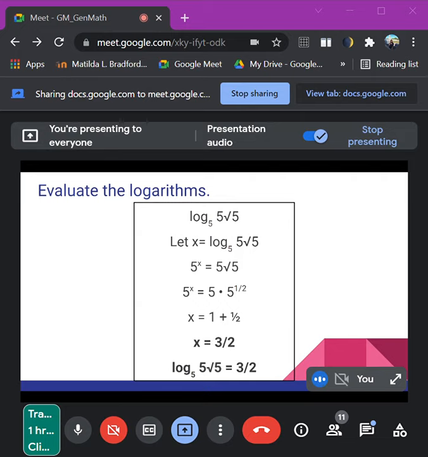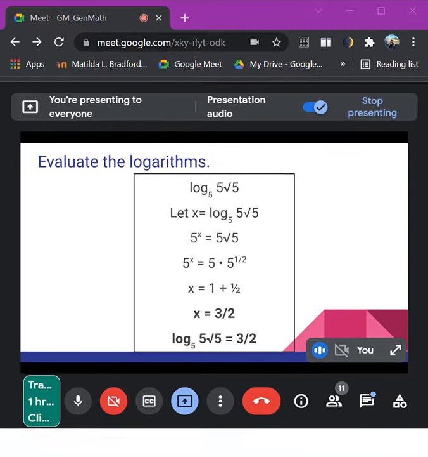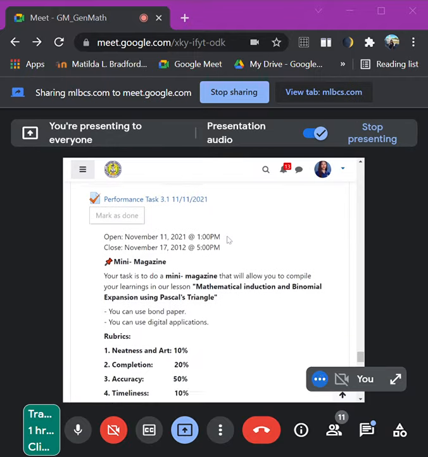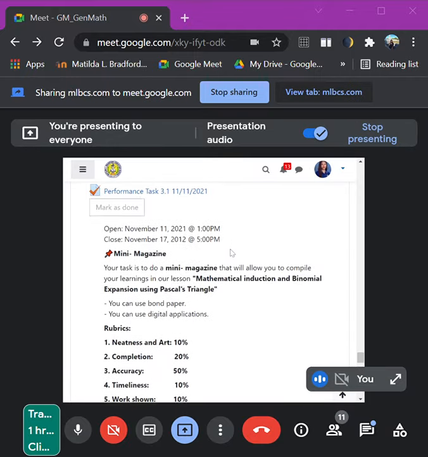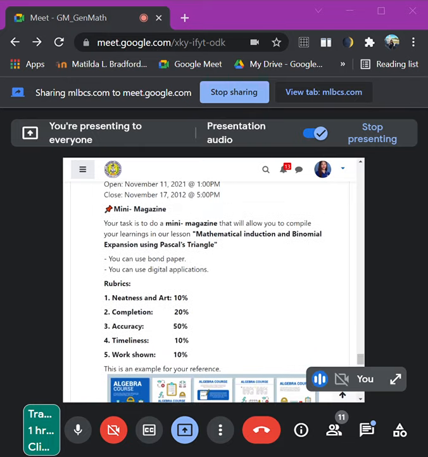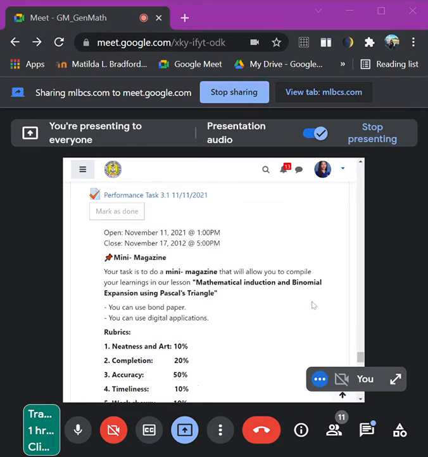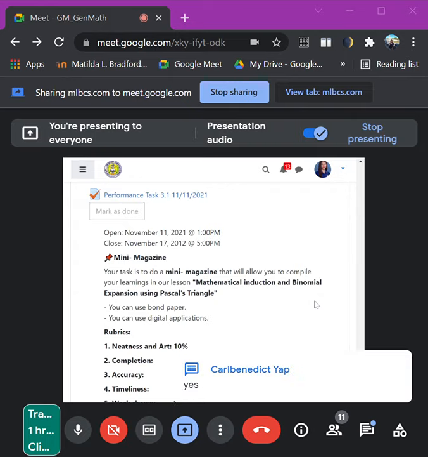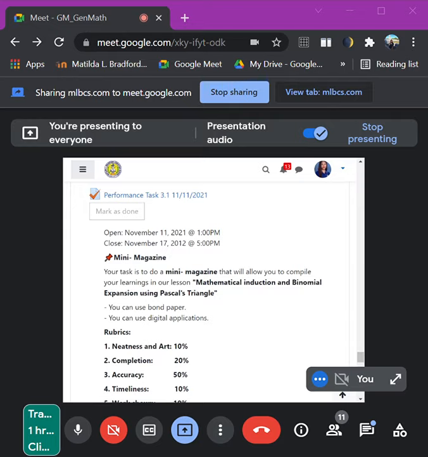And then mag-ask lang ko ha about sa inyong performance task. Sa pre-calculus, gani, di ba? Student, magyapon sad ta mo, no? So, you have there for your performance task, nakabuhat na ba mo, class? So, wala ba ni ako siya na-explain, pero ako siyang gi-detail ang pagsuwat dere. So, you're going to make a mini magazine. Your task is to do a mini magazine that will allow you to compile your learnings in our lesson.